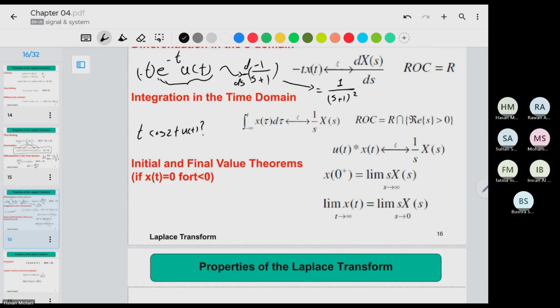Let me tell you something. How about cosine t? What is its Laplace transform? We know cosine t u(t). What was the Laplace transform? Exactly. How about cosine t?